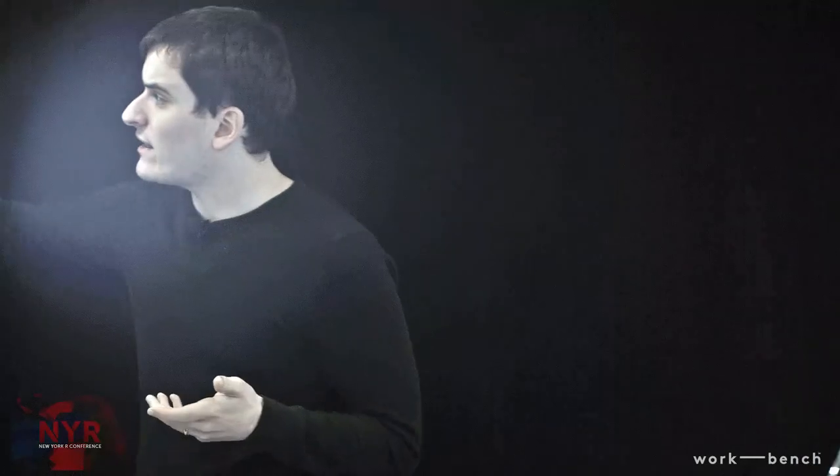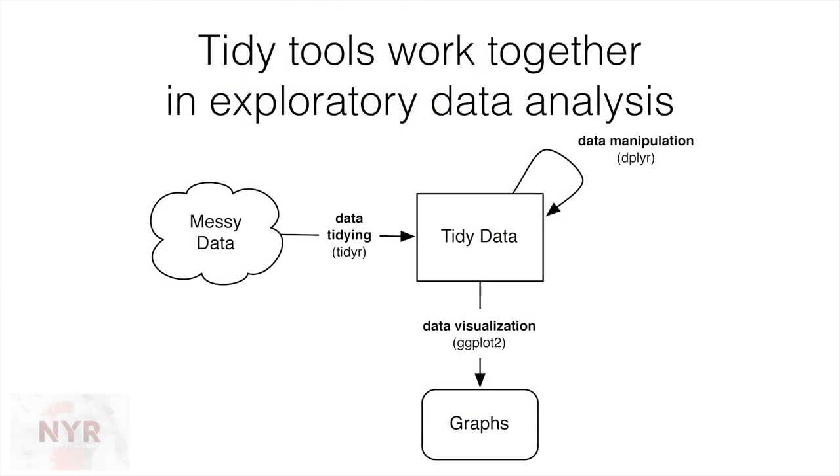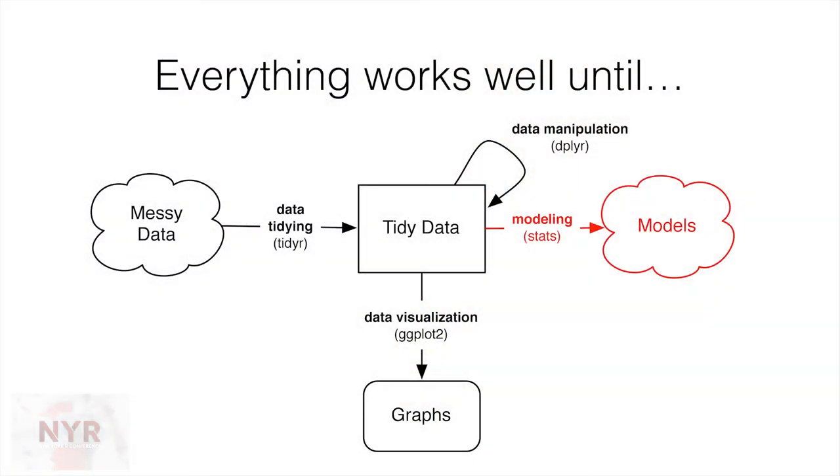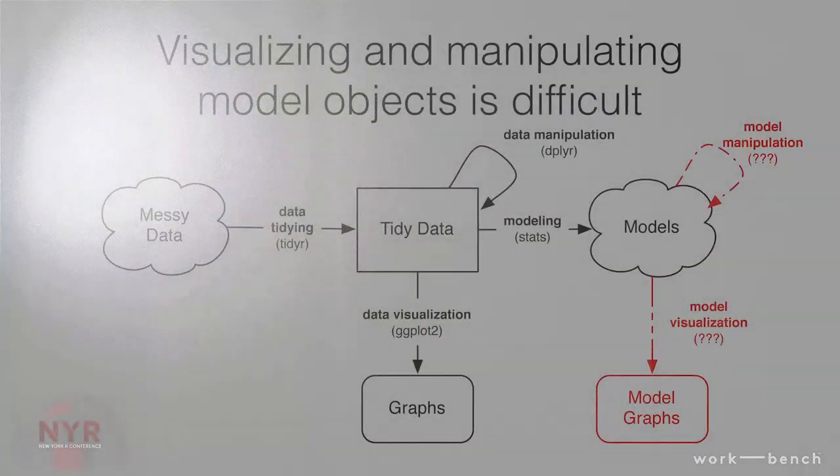So these are really powerful tools, and they've led to a really great ecosystem for working with data, where you take messy data, use some tool to tidy it, like TidyR, use another tool to manipulate it, like dplyr, and then visualize it with ggplot2. That's really potent, and certainly a lot of my analyses look like that. And it works until you get stuck when you start doing models. When you do linear models, machine learning, trees, you name it. Problems: as soon as you've done that, it becomes harder to manipulate and visualize. You can't use the same tools.